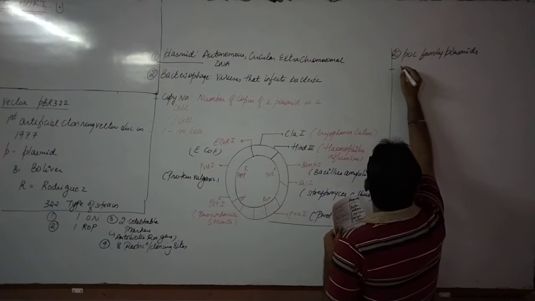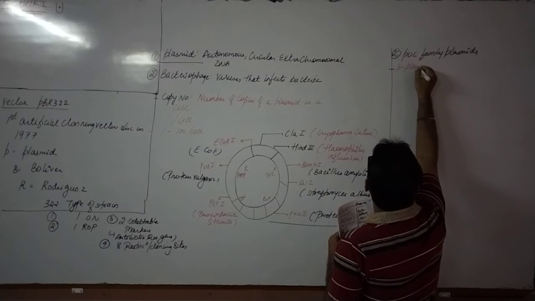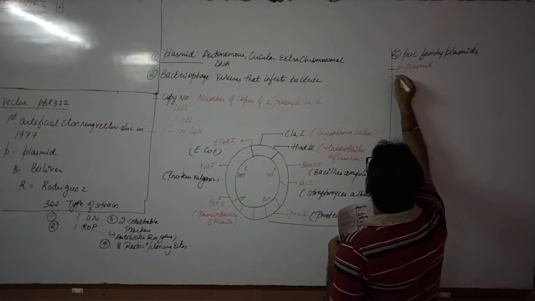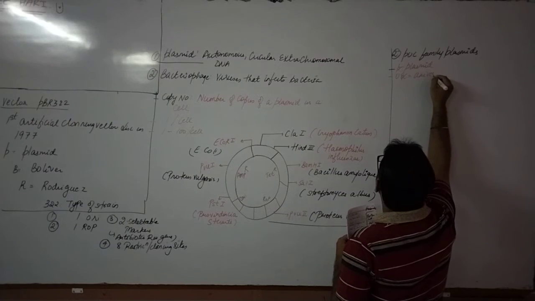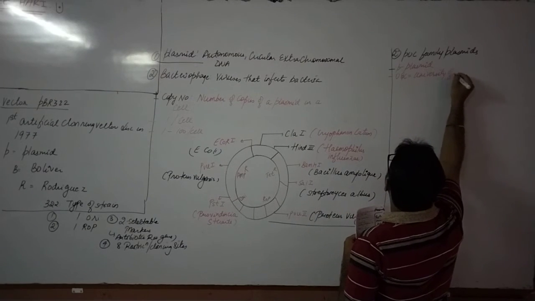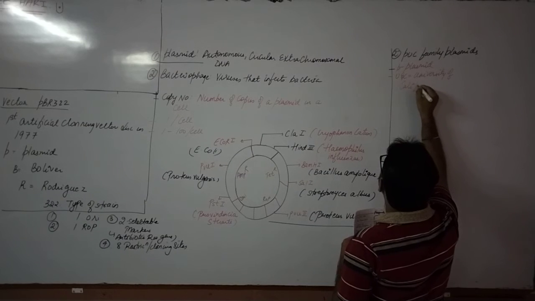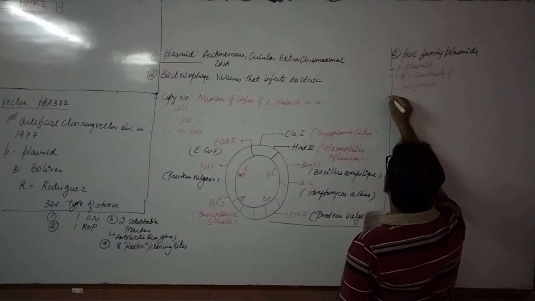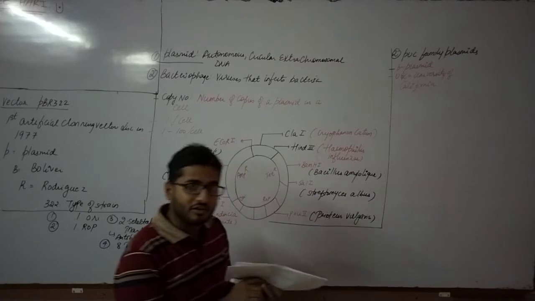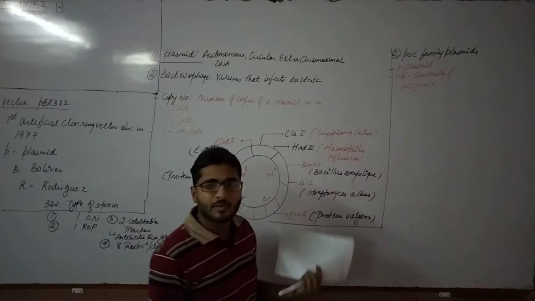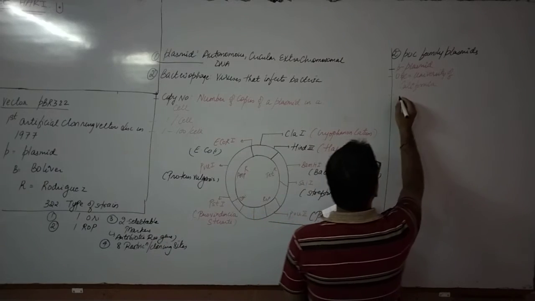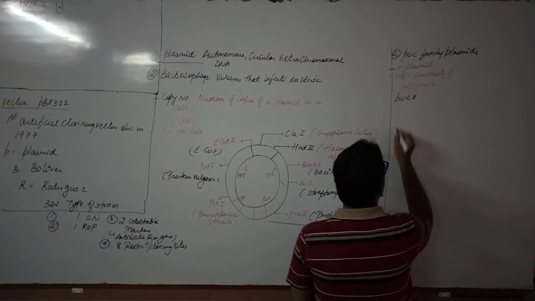So in pUC, P stands for plasmid, U and C stand for University of California, which isolated these pUC family plasmids. And in the pUC family plasmid, the most common one that we are going to discuss is pUC8.